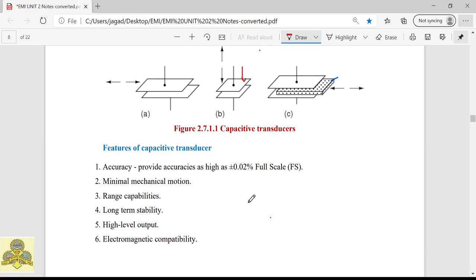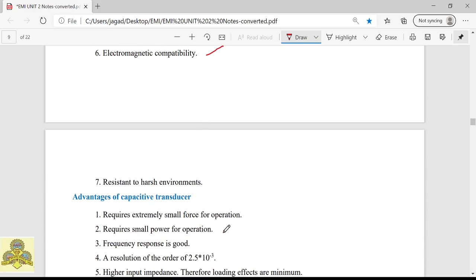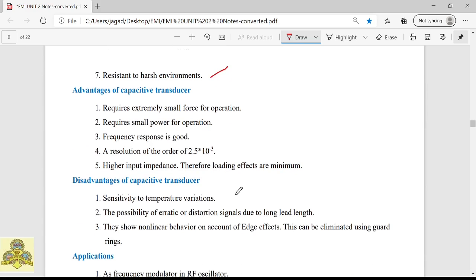First one, accuracy. Definitely it has a high accuracy, about plus or minus 0.2% of full scale. It has minimal mechanical motion. A small change can be easily measured. Range capabilities, long-term stability, high level output, and electromagnetic compatibility we can expect from this capacitive transducer. It also has resistance to harsh environments. It can work under a harsh environment.